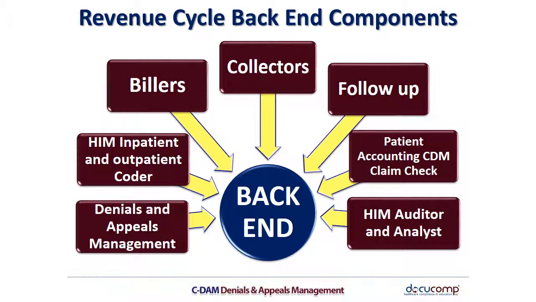Let's look at some of the components that help to ensure we have a smooth back-end process with the revenue cycle. From a front-end perspective, making sure that the denials and appeals management is executed effectively will help to ensure that the billers, collectors, and follow-up staff have what they need to support an effective and appropriate bill going out the door. Health information management auditors and analysts can make sure that the documentation provided in the medical record is supportive of appropriate codes submitted for billing purposes.